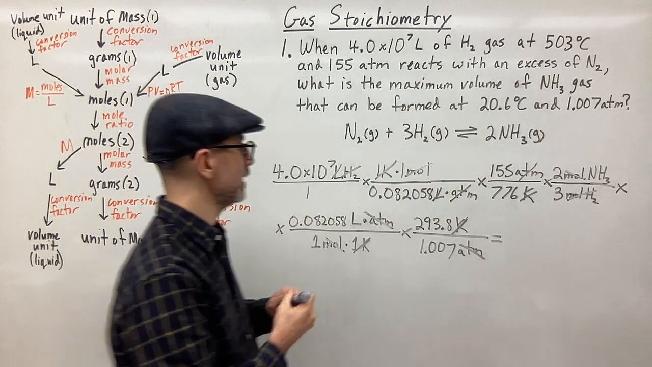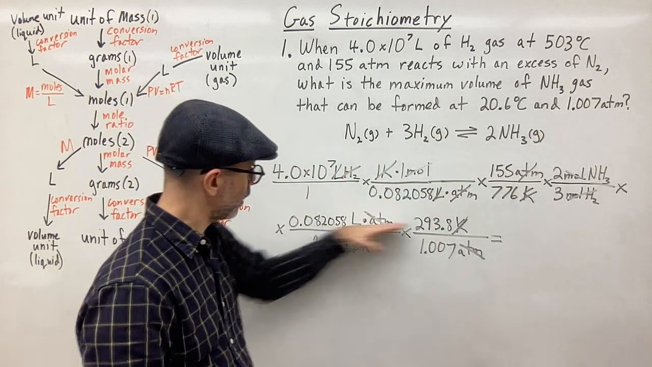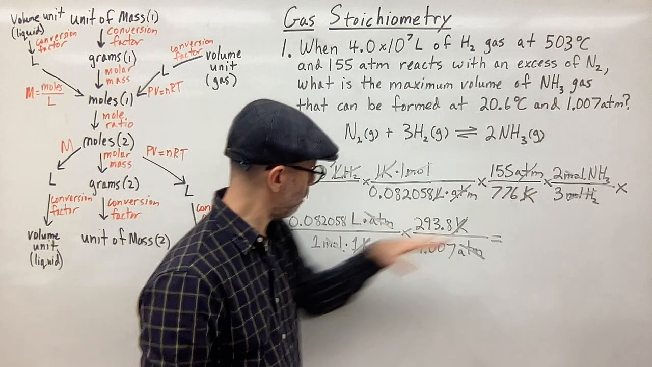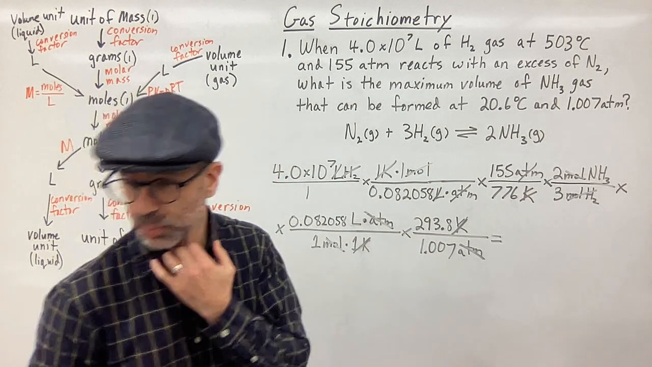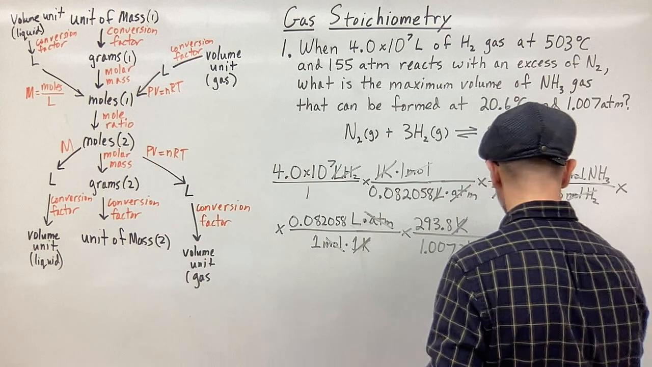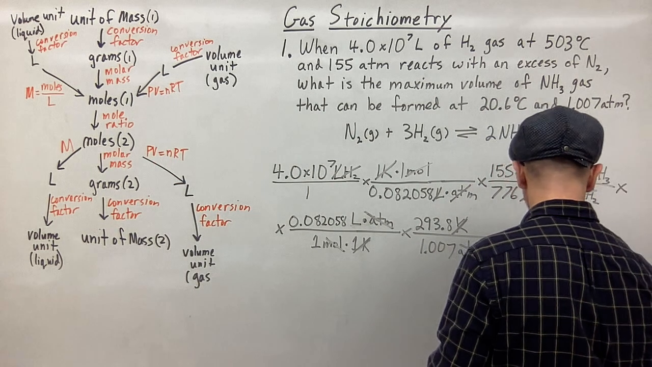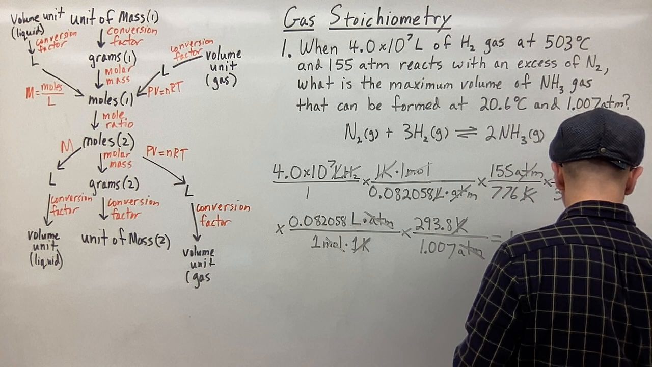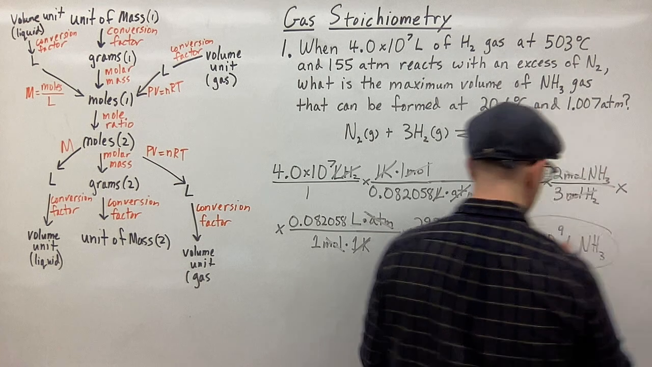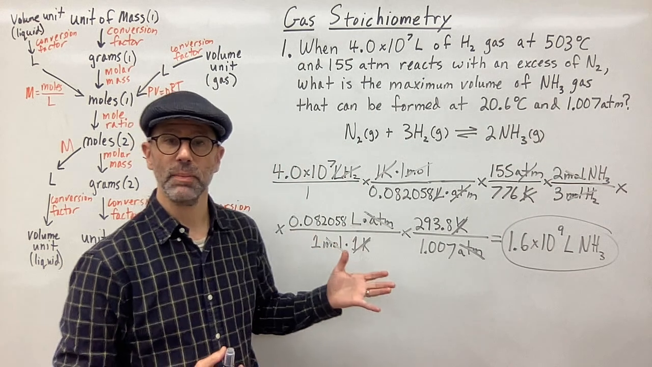When we do the calculation, we multiply everything on the top, divide by everything on the bottom, and we get our answer, and it's the same answer, 1.6 times 10 to the 9. So 1.6 times 10 to the 9 liters of NH3 gas. So once again, we get the same answer, but in a different method.